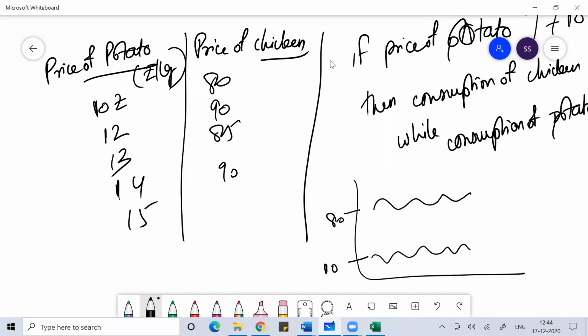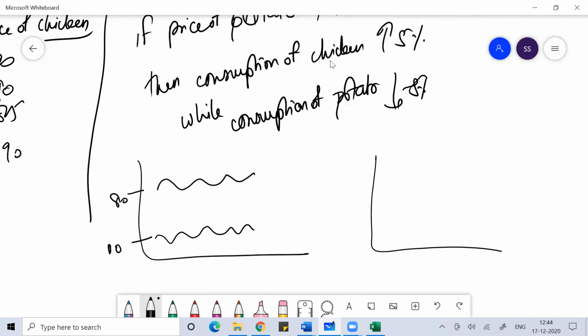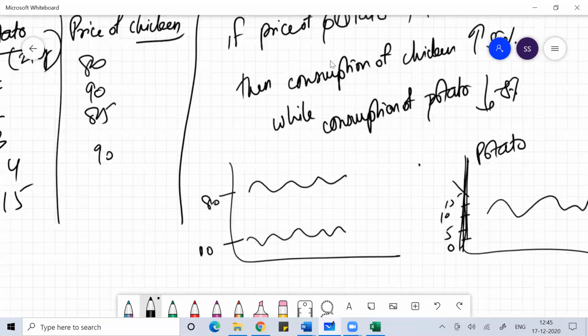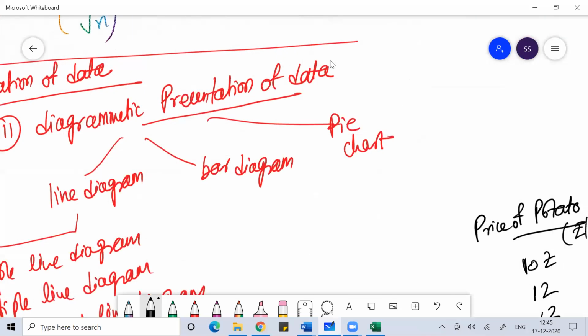If I want to analyze them, I need to bring both of them on the same axis. So I created two axes. On one axis I wrote 0, 5, 10, 15, 20 and drew the graph of the price of potato, and on the other axis I wrote the values for counting the price of chicken. I hope you are understanding what I'm trying to explain. So this is called a multiple axis line diagram.